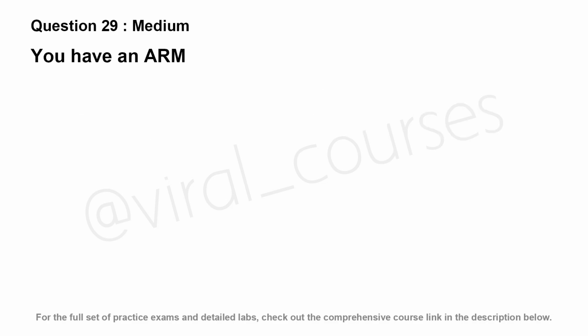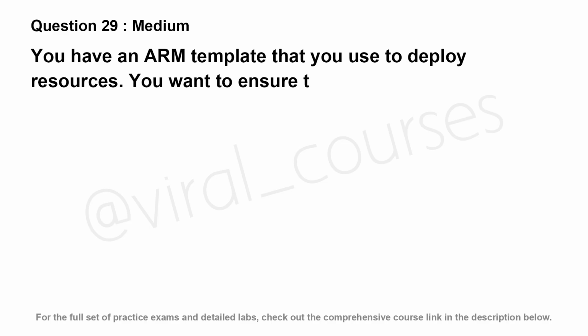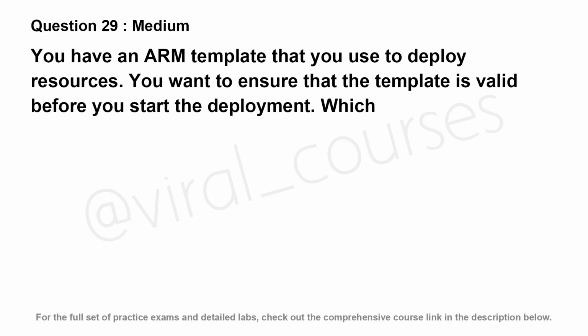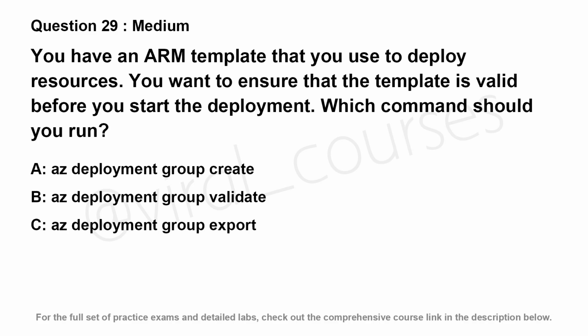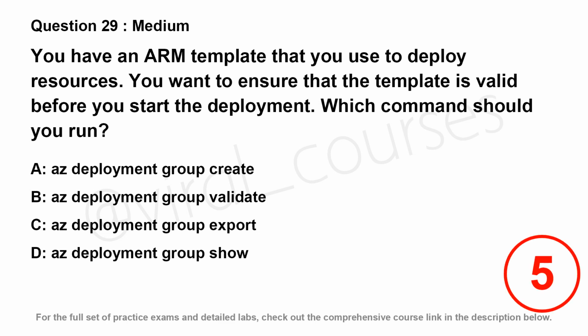You have an ARM template that you use to deploy resources. You want to ensure that the template is valid before you start the deployment. Which command should you run? Option A, az deployment group create. Option B, az deployment group validate. Option C, az deployment group export. Option D, az deployment group show.